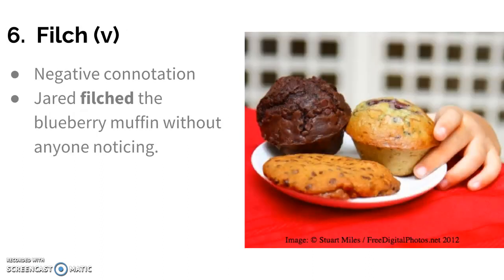Number 6 is filch, which is a verb. The definition for filch is to steal something secretly or casually. I know there was a word in your last unit where it was kind of stealing in a more serious way, like stealing cash from a cash register or something like that. To filch something is going to be something smaller, and you kind of take something secretly or casually in a much smaller way. So it still has a negative connotation, though, because you're filching something. You're just kind of taking it real quick, like in our picture. And for our example sentence, it says, Jared filched the blueberry muffin without anyone noticing.